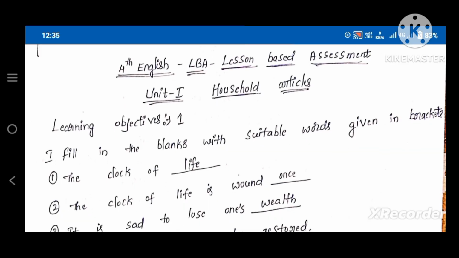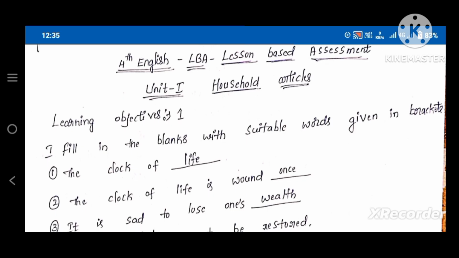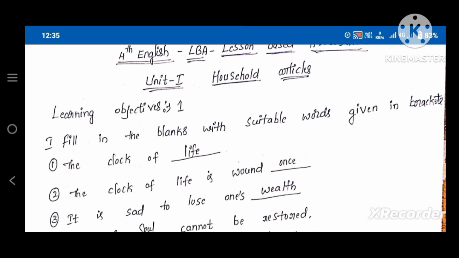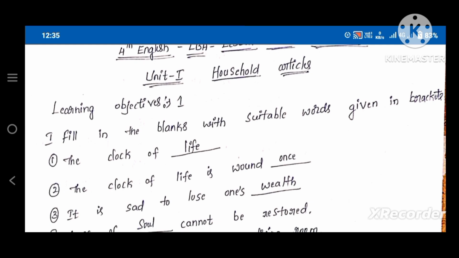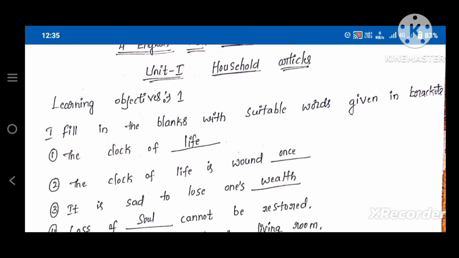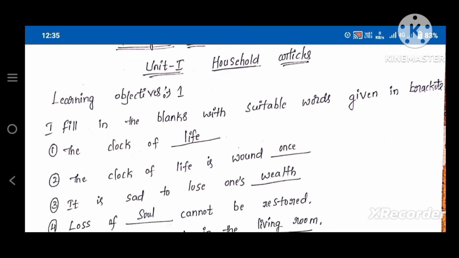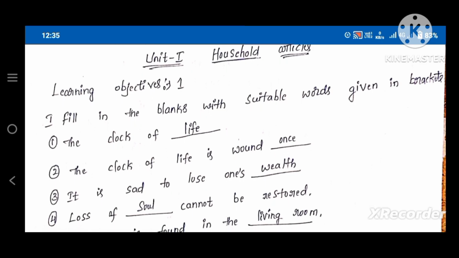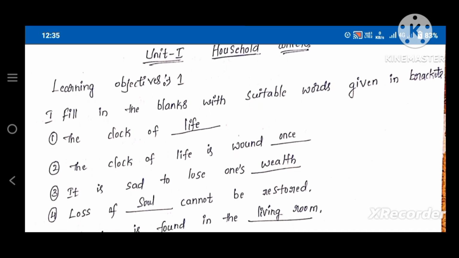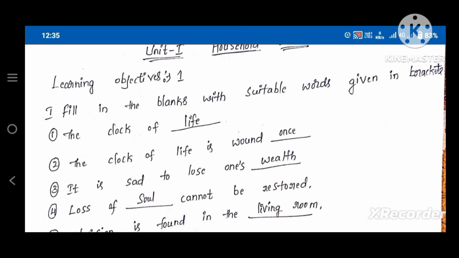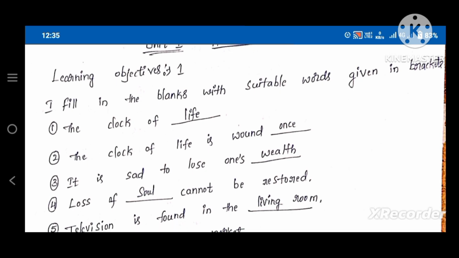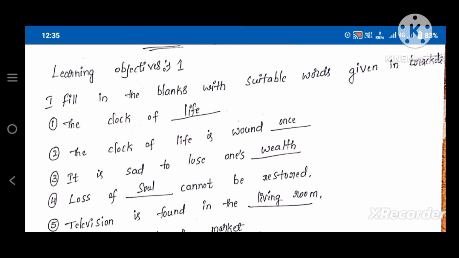Unit 1 Household Articles. Learning Objectives 1. First main, fill in the blanks with suitable words given in brackets. First one, the clock of life. Second one, the clock of life is owned but once. Third one, it is sad to lose one's wealth. Fourth one, loss of soul cannot be restored. Fifth one, television is found in the living room.